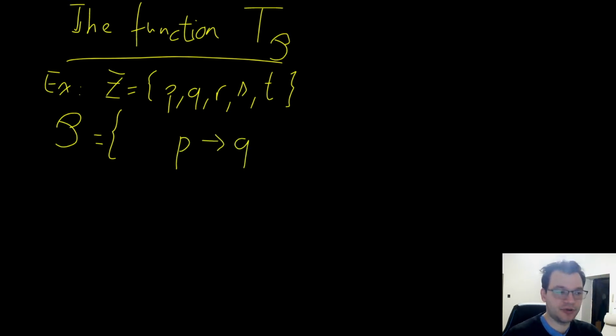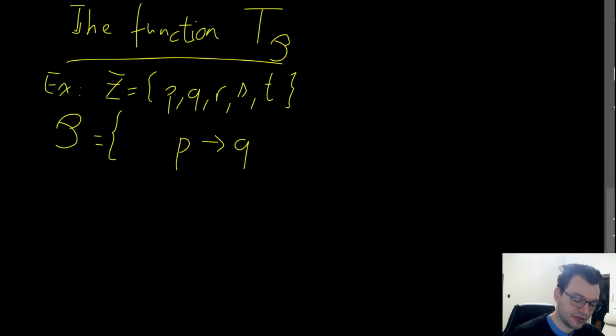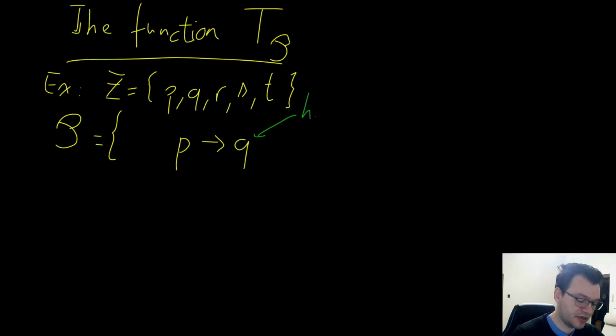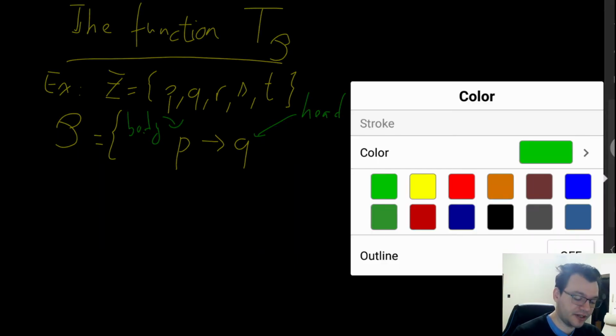Remember, a clause only has positive variables, so there is no negation. It consists of a single implication with a single variable on the right hand side. This is the Q in this example, which is called the head of the clause. Just as a memo, this is the head of the clause, and that is the body of the clause. And in the body there can be a finite number of variables.